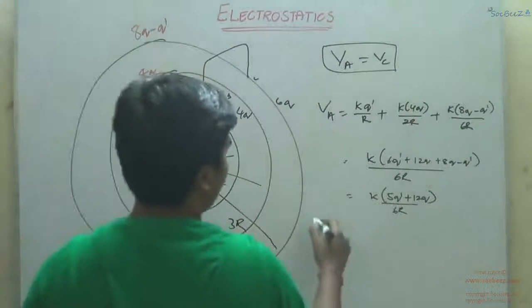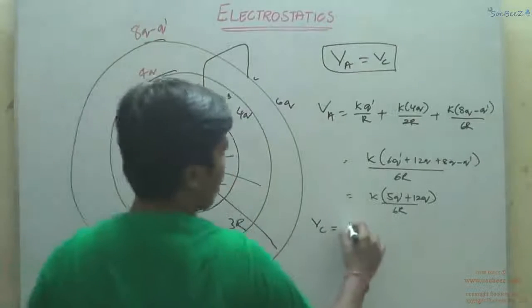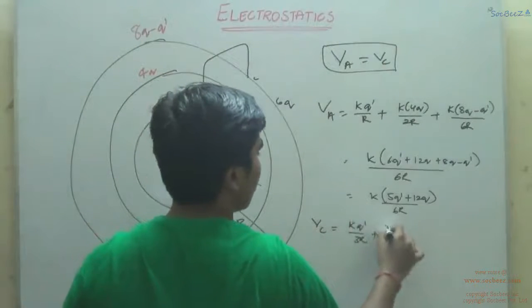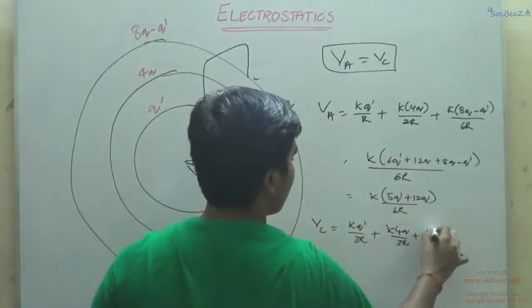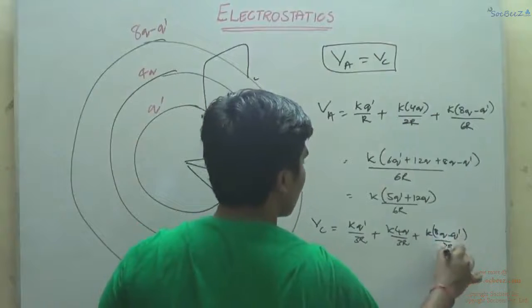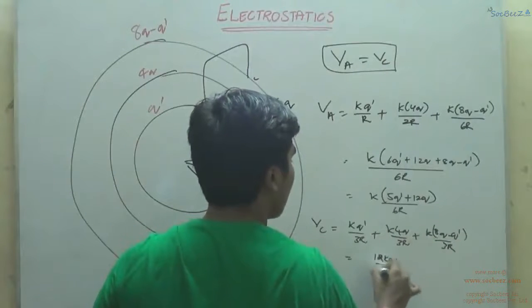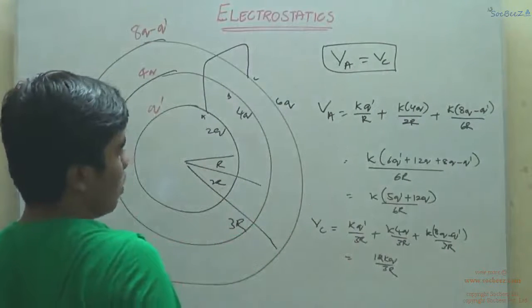Now what is potential at B? Sorry, potential at C. Potential at C due to this thing is k times q dash by 3r, plus due to the middle one is k times 4q by 3r, plus due to the outer one is k times 8q minus q dash by 3r. So this turns out to be 12kq by 3r. Now this potential and this potential should be equal.